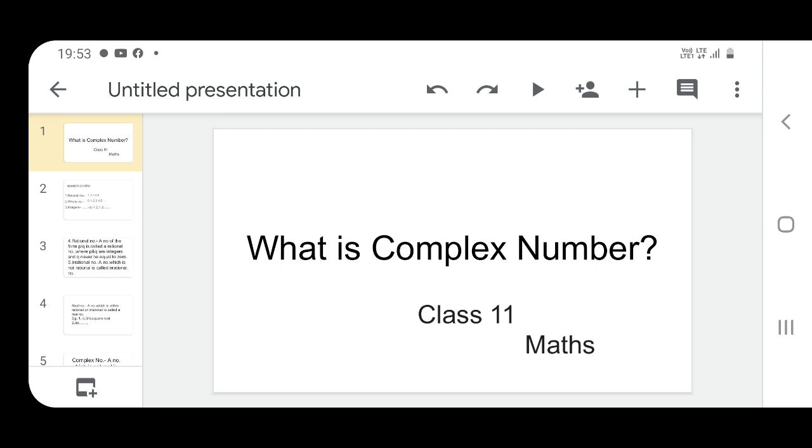Up to 10th class, you all read about natural numbers, integers, whole numbers, even numbers, odd numbers, rationals, irrationals. In the last, you read the real numbers. But now, in class 11th, we are going to introduce a new number, that is a complex number. So, let us start with the number system.